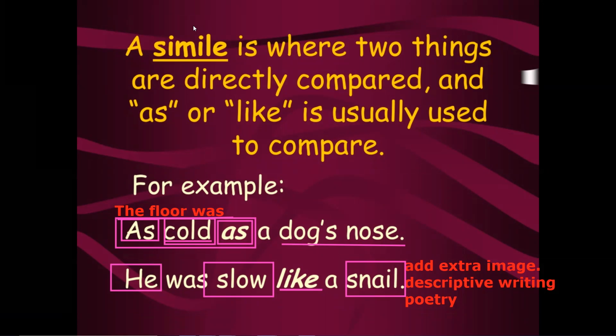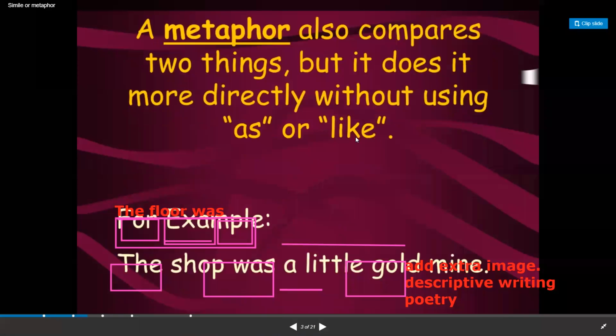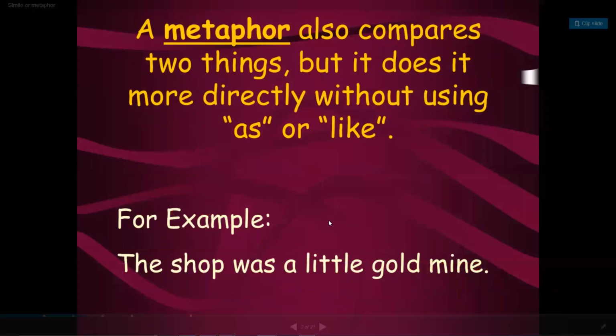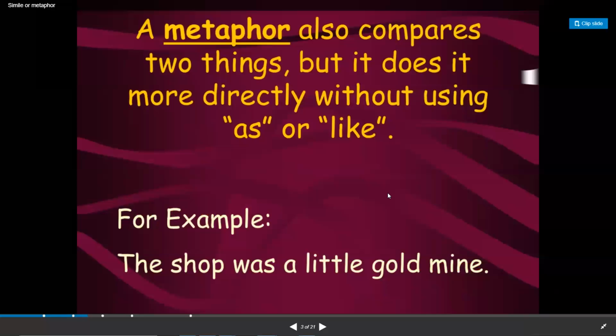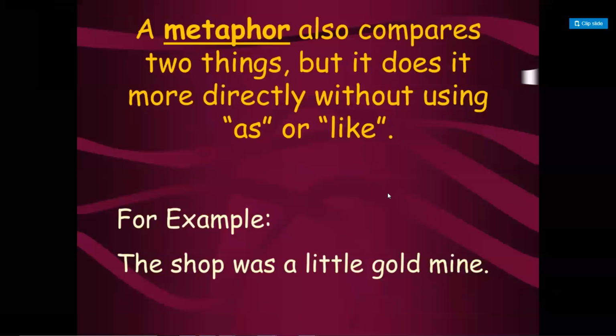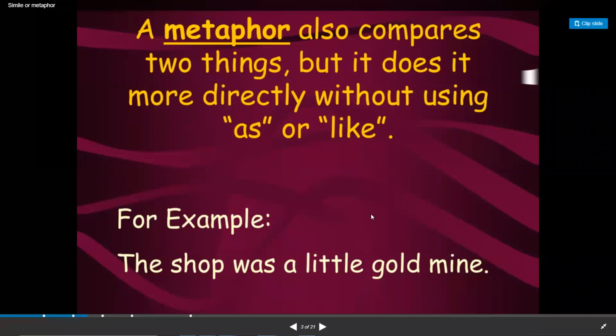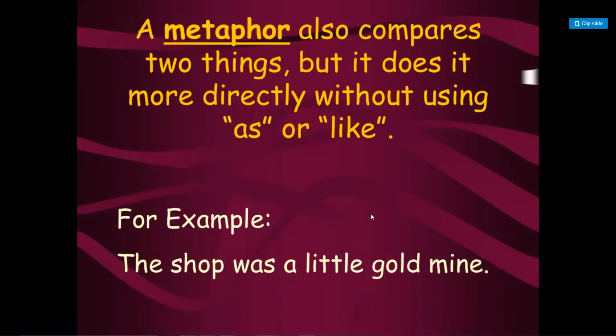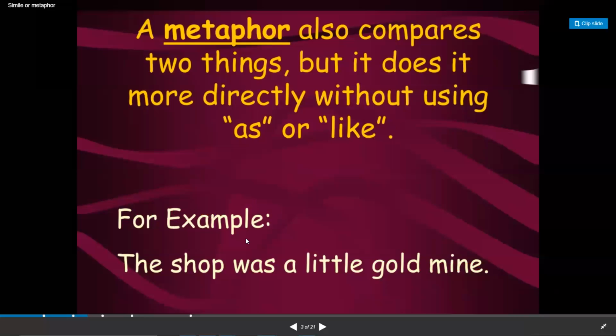All right, next, metaphor. A metaphor also compares two things, and it also adds an extra image, but it does it more directly, without using as or like. It's done more directly, like we usually just use the verb to be without using any as or like. The shop was a little gold mine.